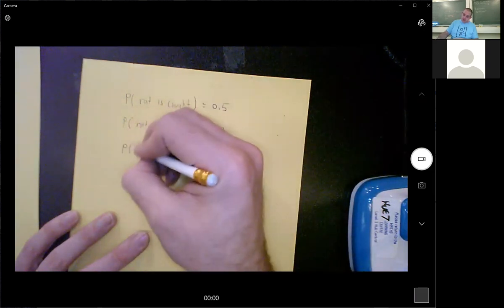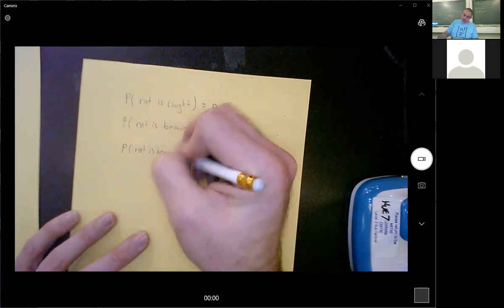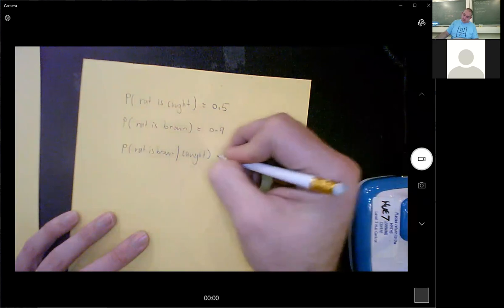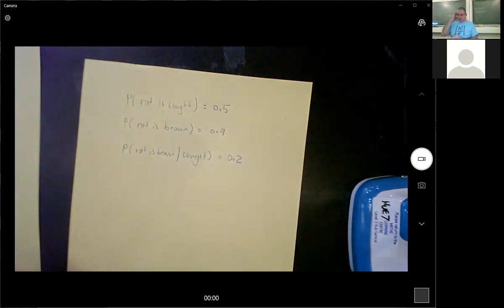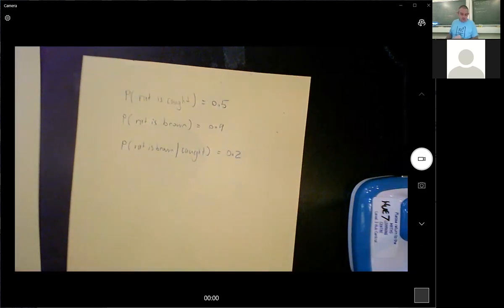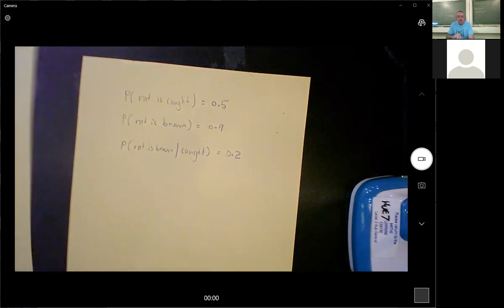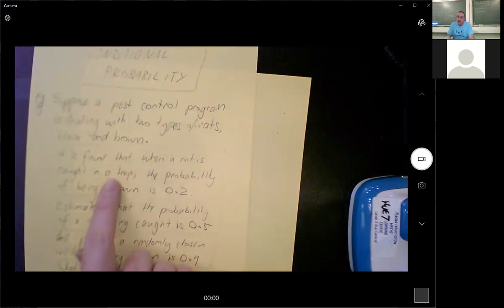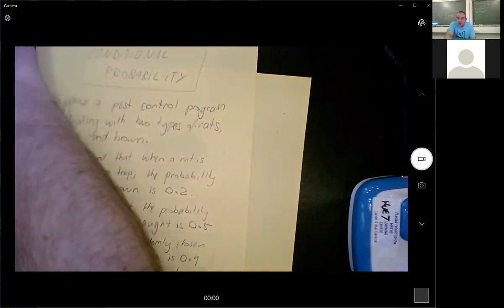And the probability that the rat is brown, given that it's caught, is 0.2. Okay. The grammar of this is difficult for me to process, but this is definitely true. It says that when a rat is caught in the trap, the probability that it's brown after you've got the information that it's caught is 0.2.